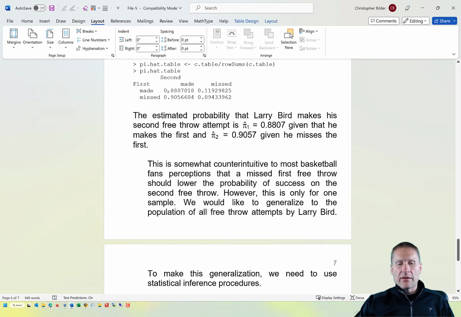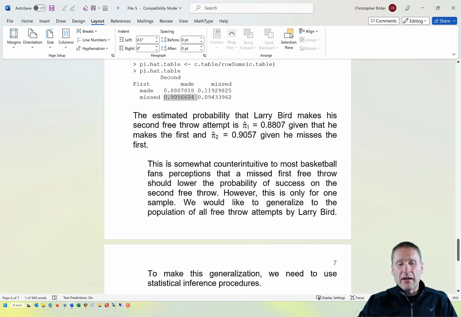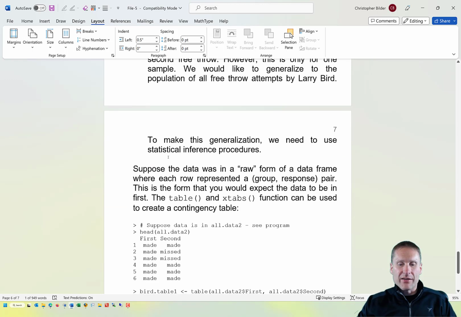What's interesting here is that the probability of success on that second free throw is actually a little bit higher if Larry Bird misses the first free throw rather than if he makes it. And this is kind of counterintuitive, at least for basketball fans, because going into this data originally, I always thought that if you miss that first free throw, that will have a negative or detrimental effect on making the second free throw. But at least in this particular sample, the reverse seems to be the case. So maybe when Larry Bird misses that first free throw, he concentrates more on that second free throw, making sure that he's using the correct form when he's shooting. So that could be some explanation. We'll look more into this data as we go along in this section.